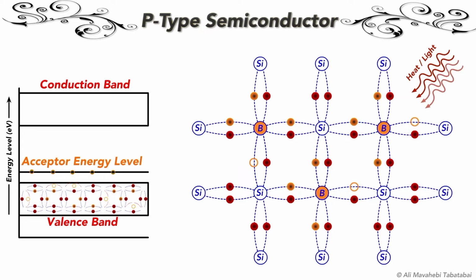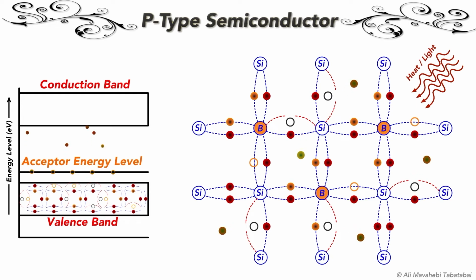Also, by receiving more energy, just like a pure semiconductor, some covalent bonds will break and electrons move from the valence band to the conduction band. This produces holes in the valence band and free electrons in the conduction band.